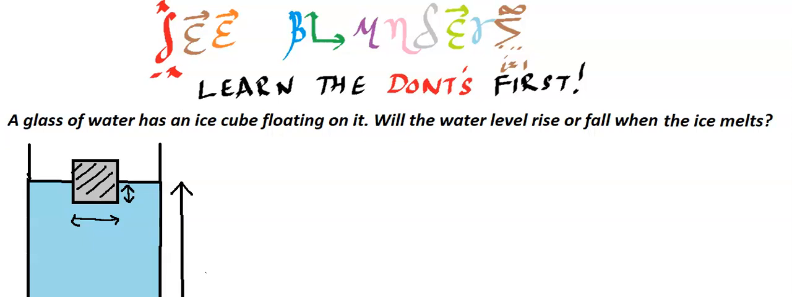A glass of water has an ice cube floating on it. Will the water level rise or fall when the ice melts? Well, obviously it's going to rise because the ice has become water, so there's more water, isn't it? Well, it is obvious, but let's actually try to prove it mathematically.